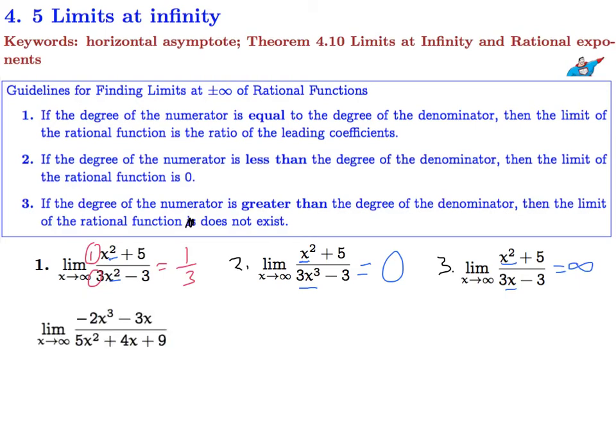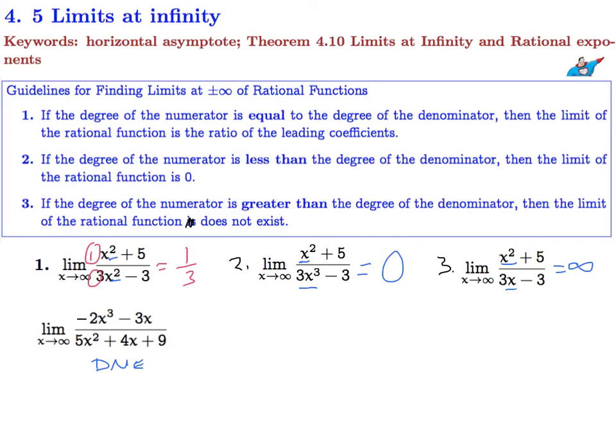If we look here at this limit, we want to take the limit as x approaches infinity of negative 2x cubed minus 3x, over 5x squared plus 4x plus 9. What we can see is that we're in case 3. The degree of the numerator is 3. It's greater than the degree of the denominator, which is just 2. So our limit does not exist.